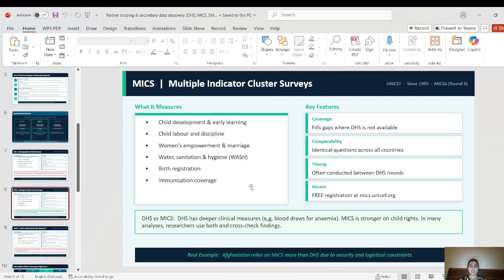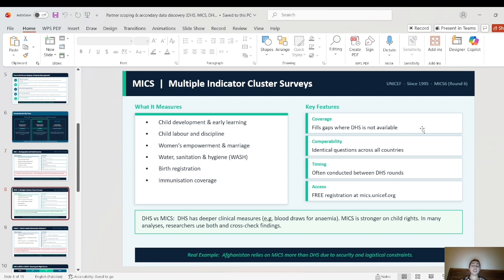Okay, you have MICS, your Multiple Indicator Cluster Surveys. What are they measuring? They measure child development and early learning, child labor, discipline, women's empowerment in marriage, water, sanitation and hygiene, birth registration, immunization and coverage. Its key feature is that it covers the gaps where DHS is not available. Its comparability is identical questions across countries. Timing is often between DHS rounds, and there is free registration at the specific website.